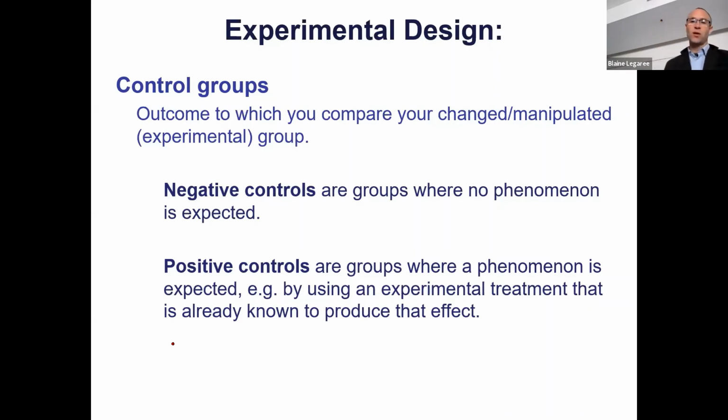Positive controls you don't have in every experiment, but good experiments will often have them. This is where a treatment is already known to produce that effect. So maybe you have another drug that's already on the market, and you're going to test that on the mice to see how your new drug compares, right? You know that the one drug is going to help them with their blood pressure, and you want to see how that compares with your drug.